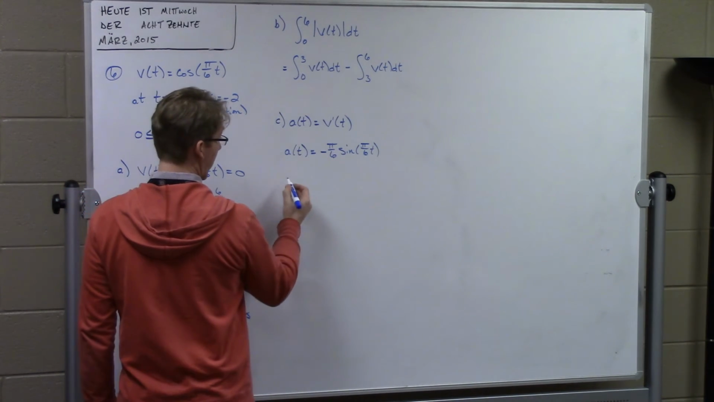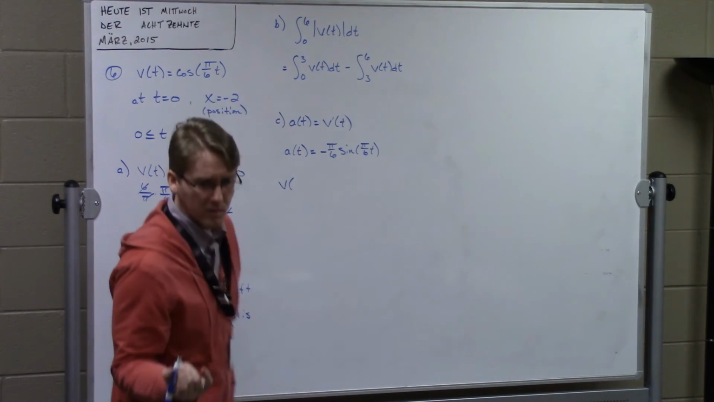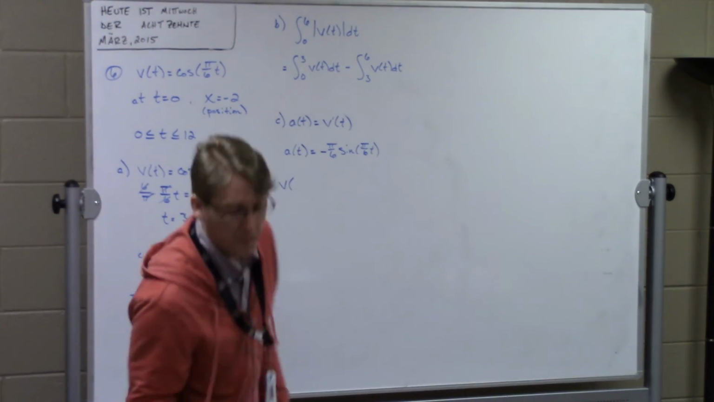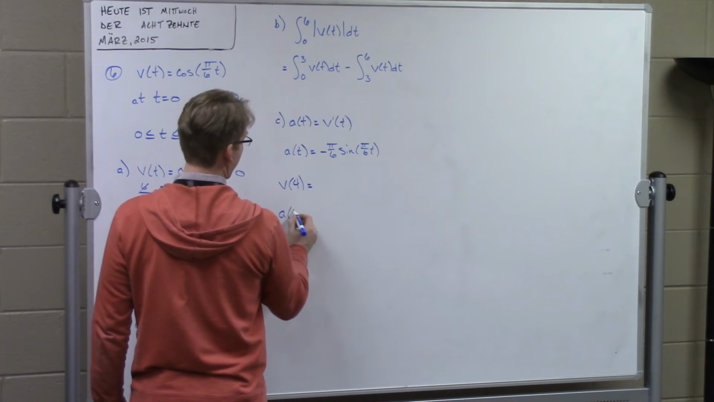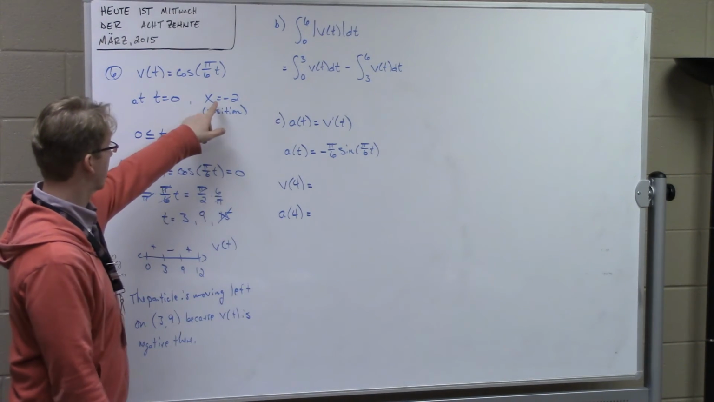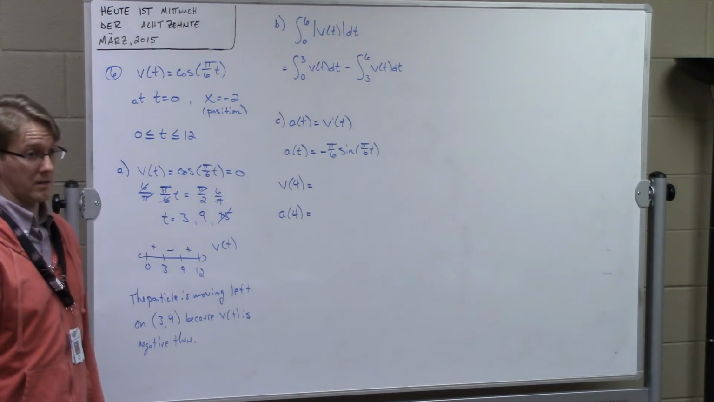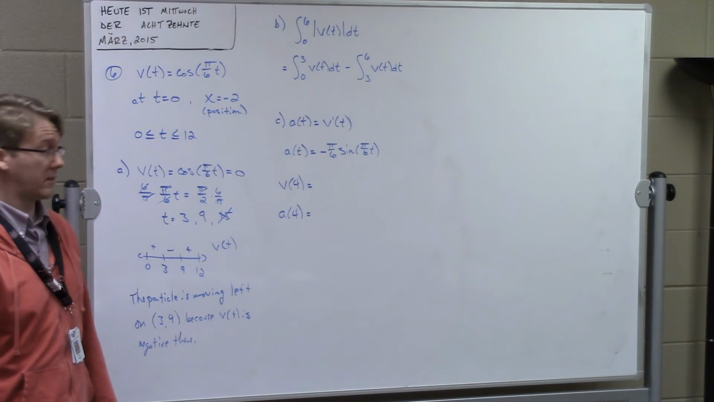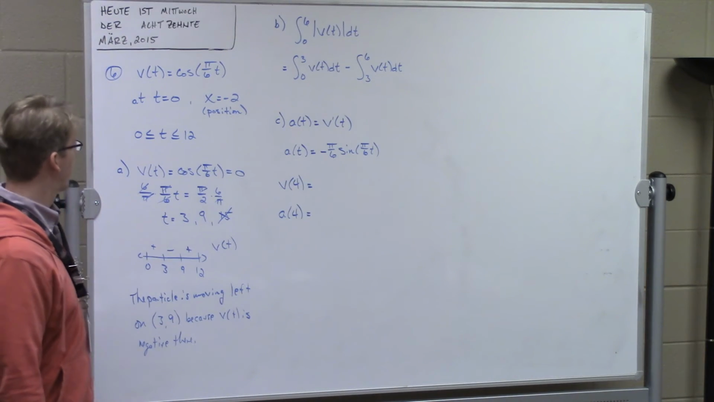So now what I need to do is look at V of, what's my time? 4. I need to know what V of 4 is, and I need to know what A of 4 is. Which one is position? Position is the antiderivative of velocity. We haven't found that yet. We haven't done that, in part D, I think. All right, V of 4, here's V.